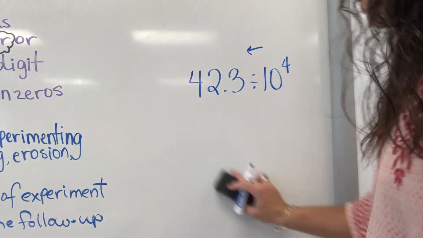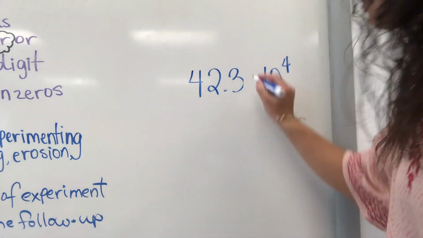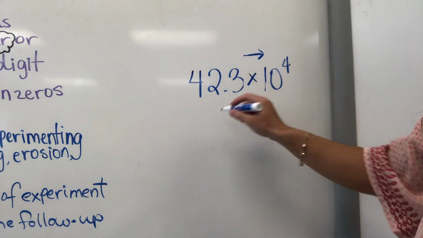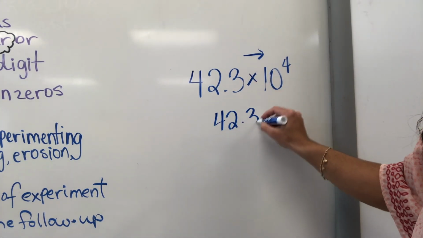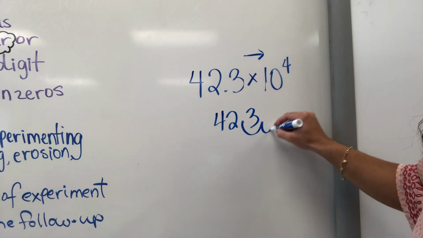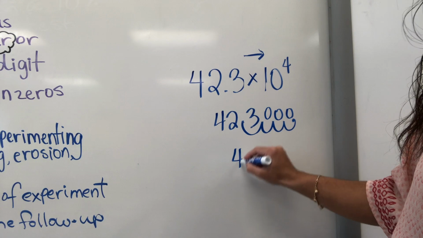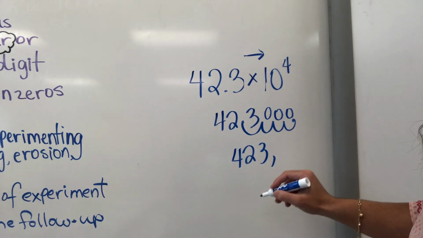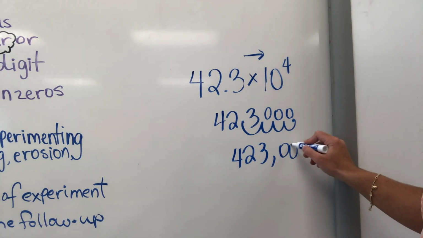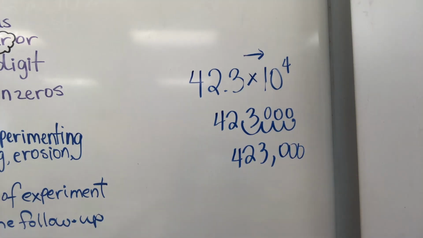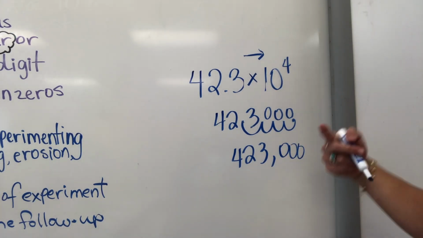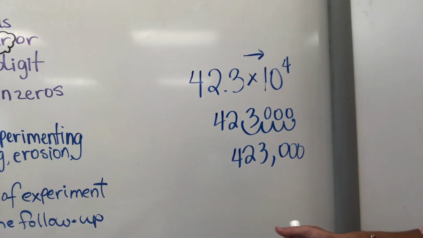The same way would work with multiplication. With multiplication, you move to the right. I have 42 and 3 tenths, and I move it 1, 2, 3, 4. And my new answer is 423 thousandths, or 423,000. And again, my number is bigger. I know I've done it correctly because I am multiplying.